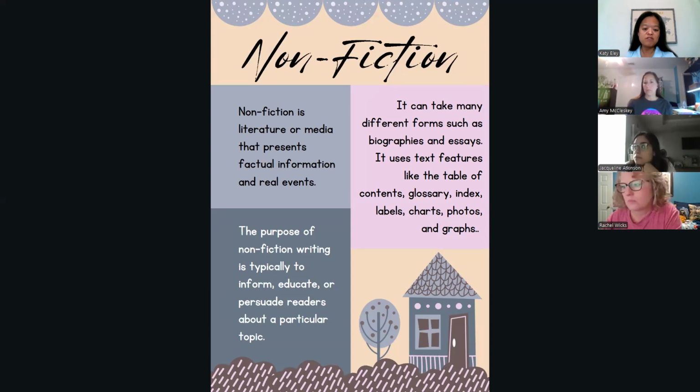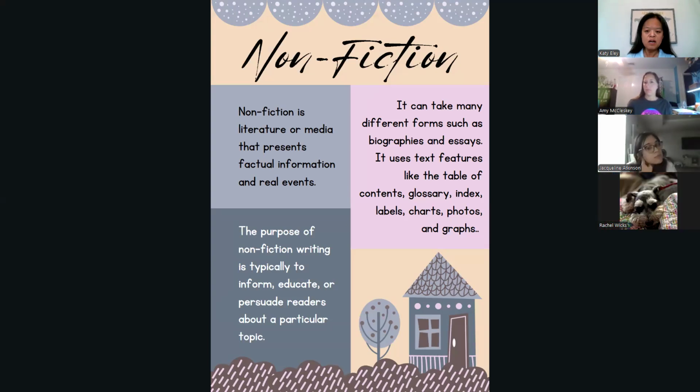The purpose of nonfiction writing is typically to inform, educate, or persuade the reader about a particular topic or subject. It can take on many different forms, such as biographies or essays. And I think that's when you guys were mentioning that sometimes fiction can be so realistic that they get confused between fiction and nonfiction.